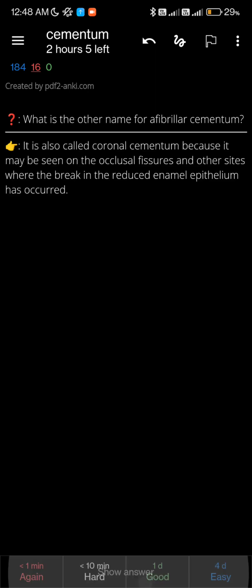It is present at the occlusal fissures and at places near the root tip, which have these deposits formed from Hertwig's epithelial root sheath and odontoblasts.